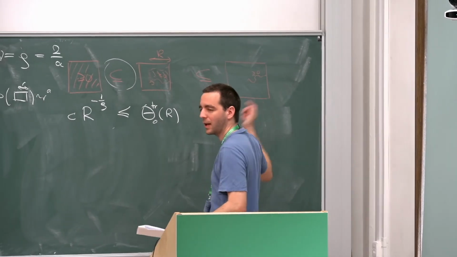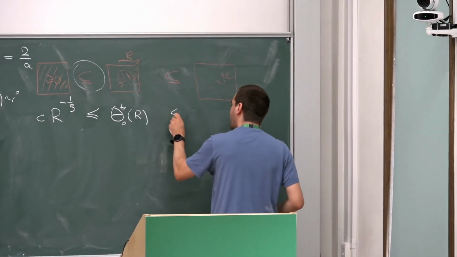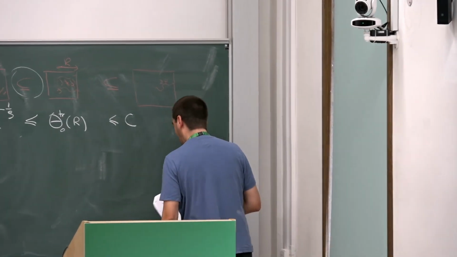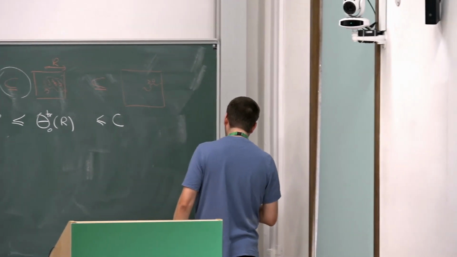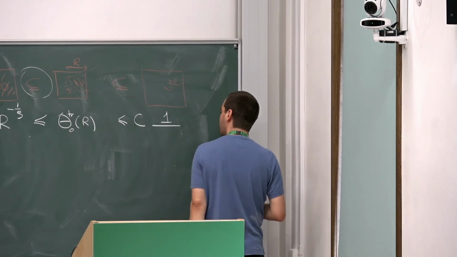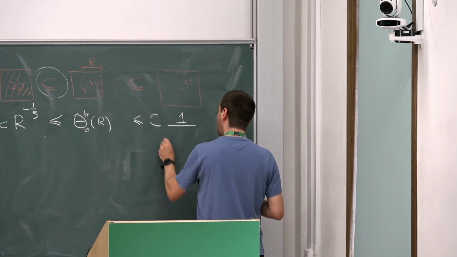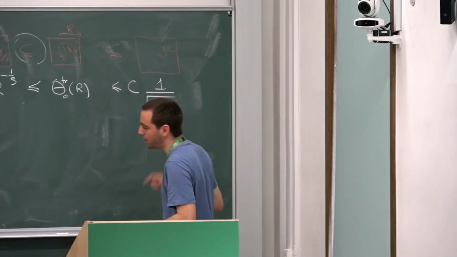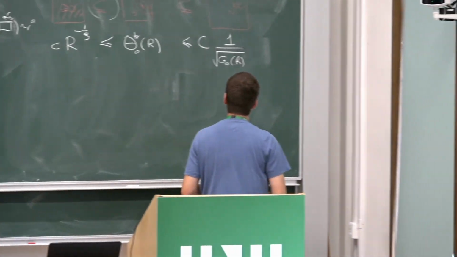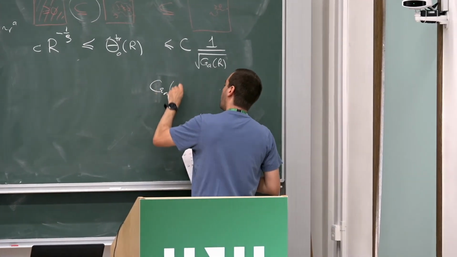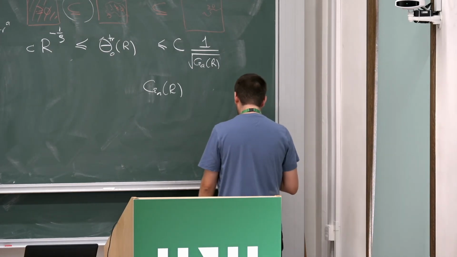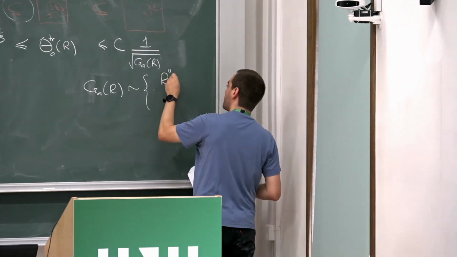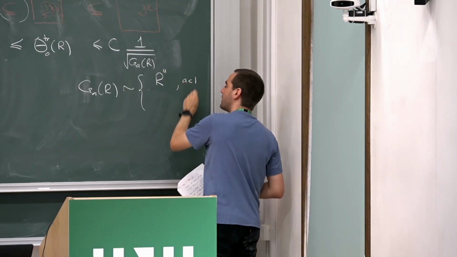And then there is the same spiel on the other side. Now you're going to compare to the capacity of a line, and now you have different cases because the capacity of a line can behave in different ways. If you do the thing correctly, you'll find that this is bounded by a constant times 1 over a function which I'm going to call square root of G_a(R), where G_a(R) corresponds to the capacity of a line of length R, and this grows like R to the a, so it's comparable to a box if a is less than 1.